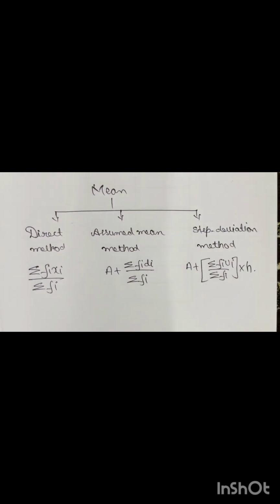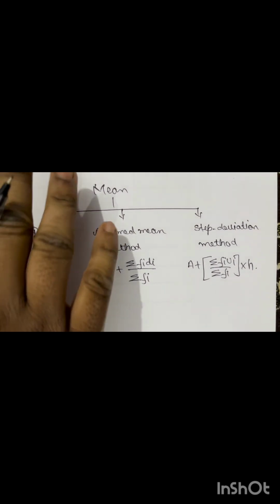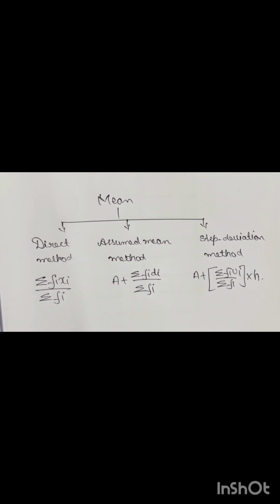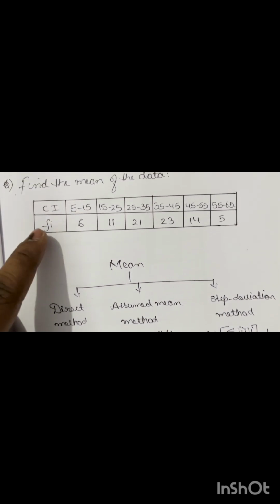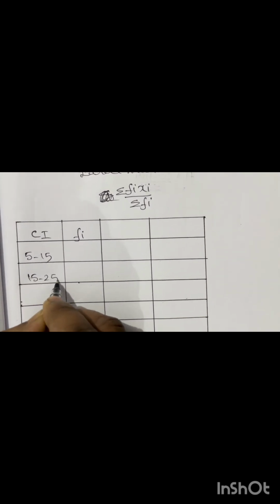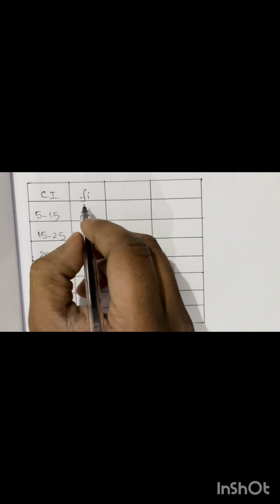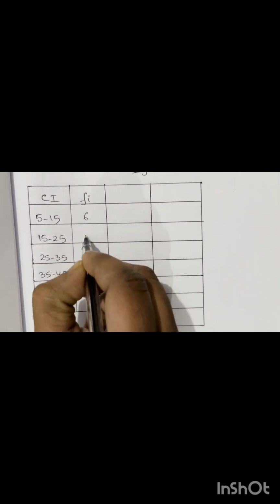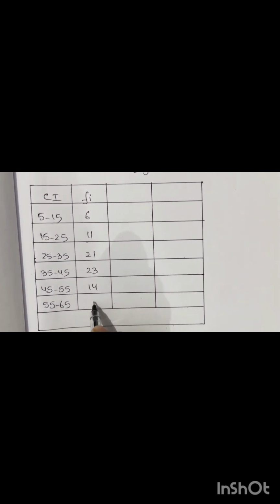Now we are going to solve the above problem with the direct method. What are the values of ci? The first one is 5 to 15, 15 to 25, 25 to 35, 35 to 45, 45 to 55, 55 to 65, and the values of fi are 6, 11, 21, 23, 14, and 5.